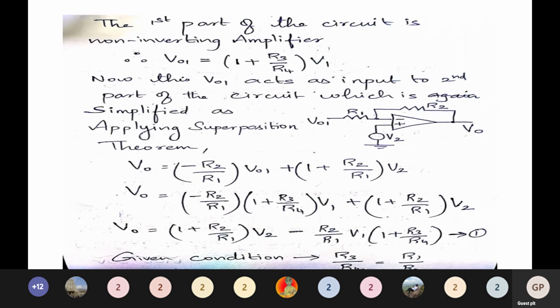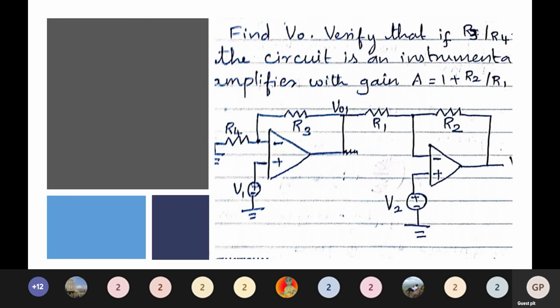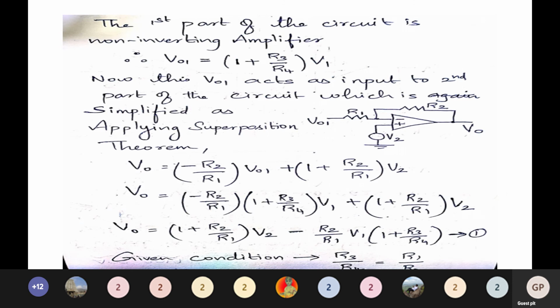First, the first part is a non-inverting amplifier, as I said. So output will be equal to 1 plus RF by Ri times the input. Here RF is R3 and Ri is R4. So that is what is written here, 1 plus R3 by R4 into V1. Now this V1 acts as an input to the second part of the circuit.